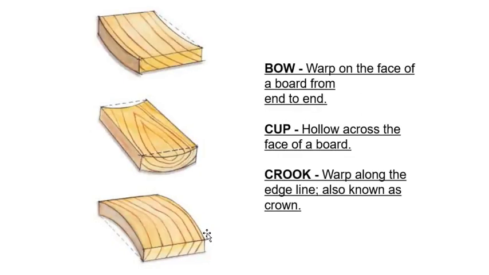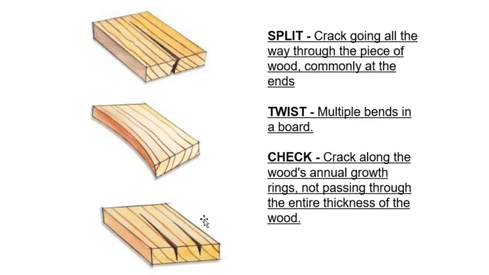And similarly, when we look at beams, or when we build a built-up beam out of something larger, 2x8 or 2x10, 2x12, we'll also sight them and put all the crooks up as well. Okay, splits here, crack going all the way through the piece of wood, commonly starting at the ends, twisting, multiple bends, and checking, kind of looks like a crack but does not actually pass through the wood. Those are some common defects.